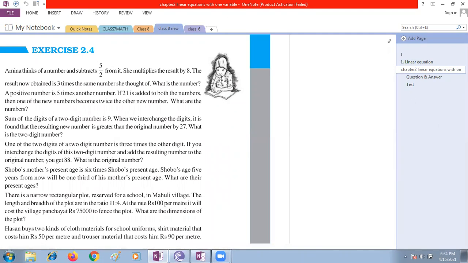Please read the first question, Sahasra. Yes, ma'am. Amina thinks of a number and subtracts 5 by 2 from it. She multiplies the result by 8. The result now obtained is 3 times the number she thought of. What is the number? Good.